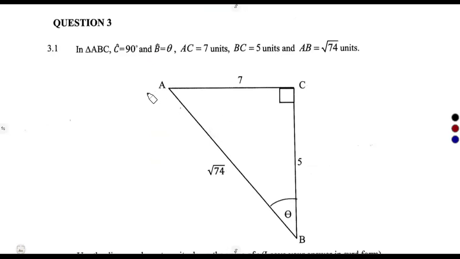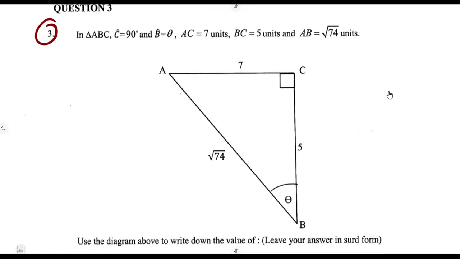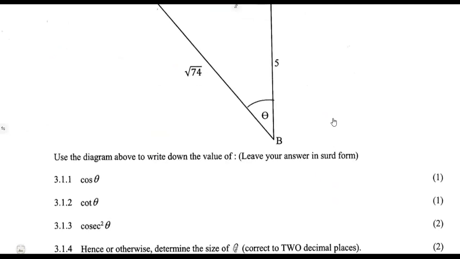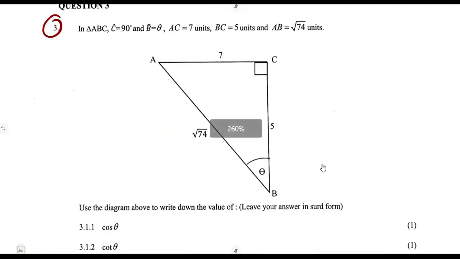On question 3, we are given that in triangle ABC, angle C is 90 degrees. There's a right angle, as you can see, so you can use your trigonometrical ratios. AC is 7 units on this side, BC on this side is 5. Everything is already filled in on the diagram.